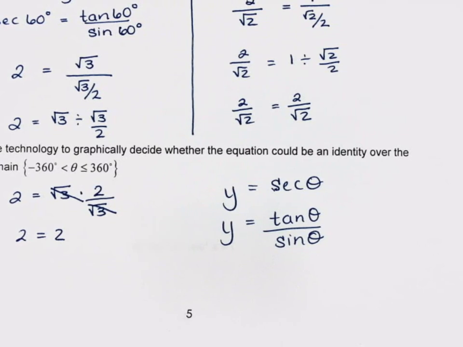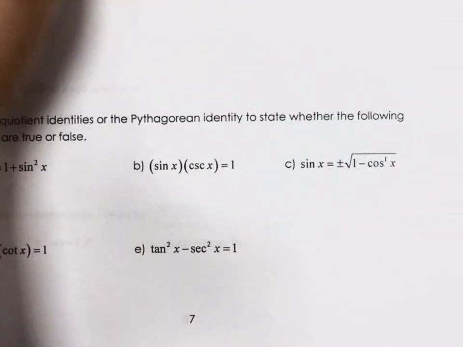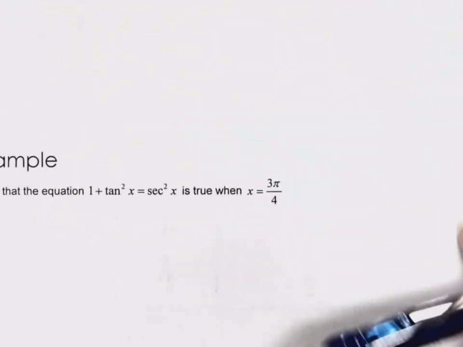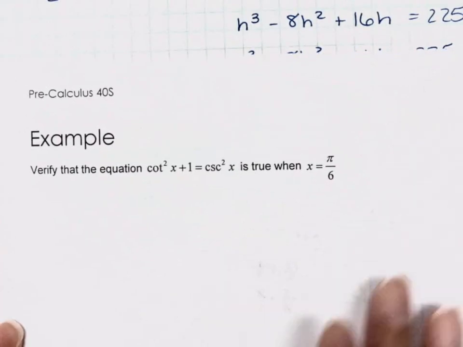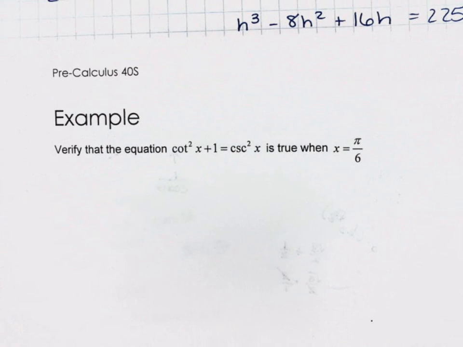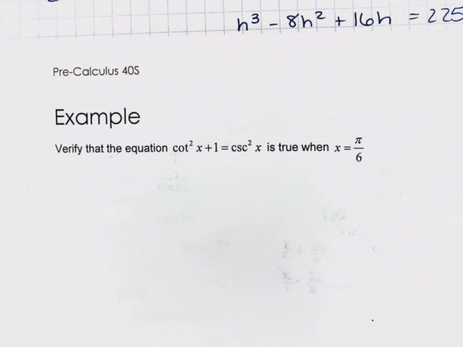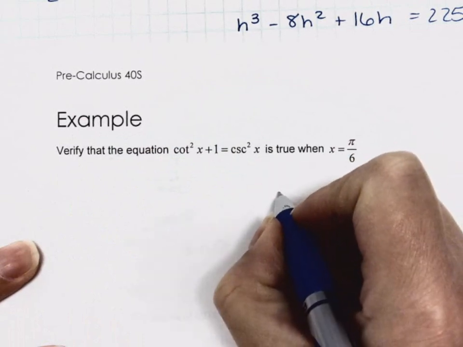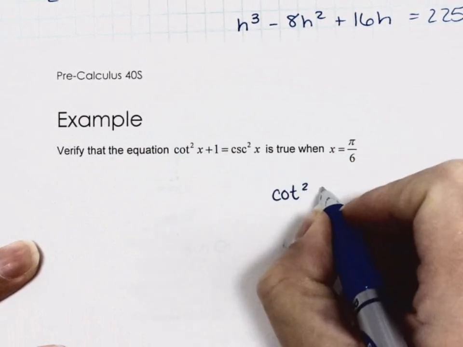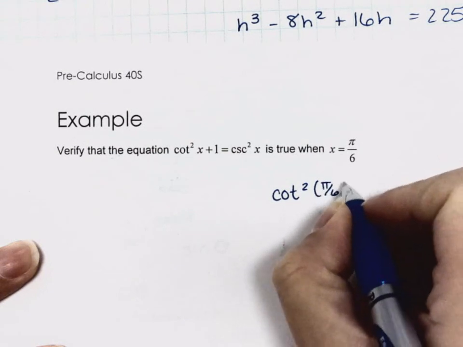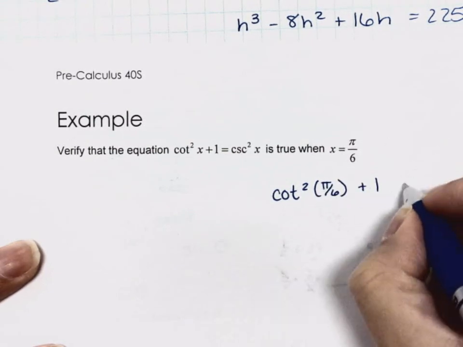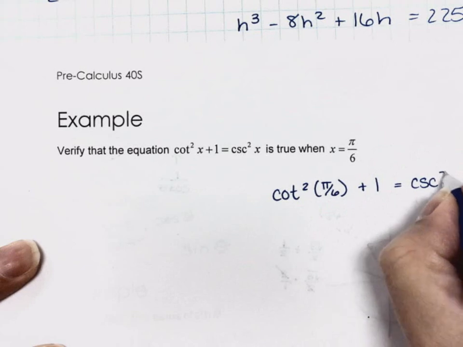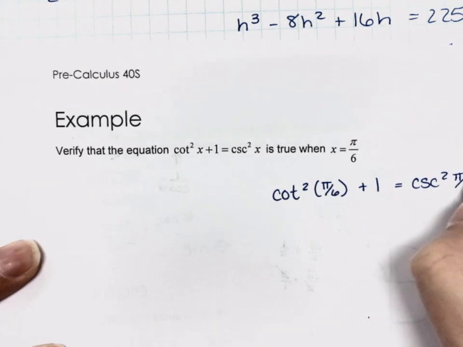That's good. Okay, so that's that. So remember, when we're asked to verify, we're proving it's true for that specific value. All right, here we go. I'm just going to move this over here for a sec. Cotangent squared of pi over 6 plus 1 equals cosecant squared of pi over 6.